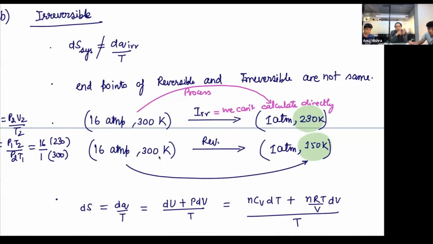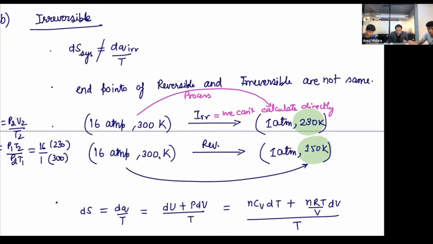Okay? So du is nCv dT plus p is nRT by V dV upon T. Done? So ds becomes nCv dT plus nRT dV upon V, upon T. Now, in this whole discussion, have I used anything specific? It's all general discussion. Now integrate this and see what value comes.